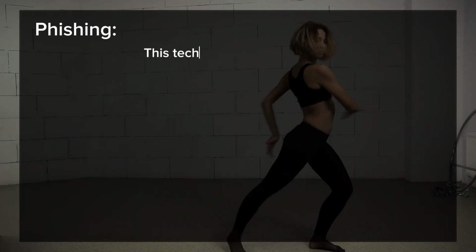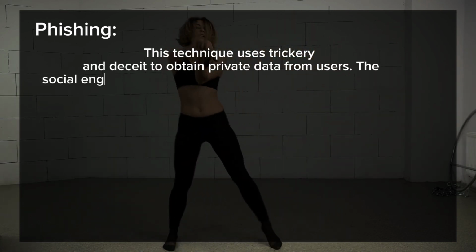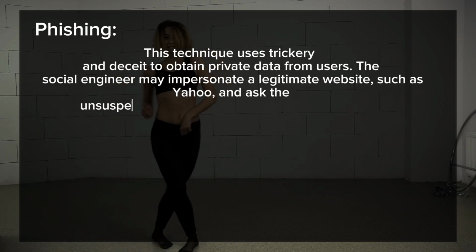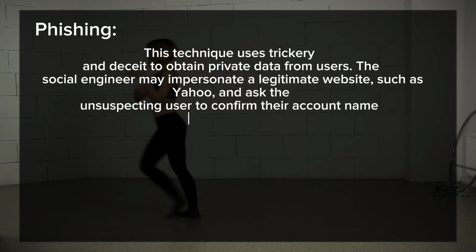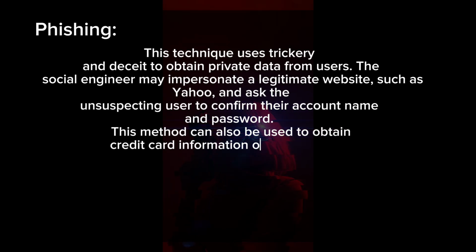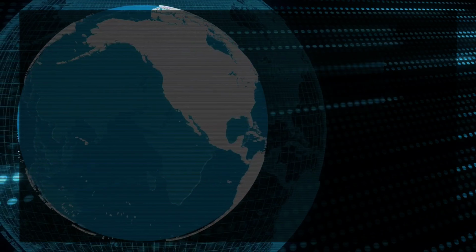Phishing. This technique uses trickery and deceit to obtain private data from users. The social engineer may impersonate a legitimate website, such as Yahoo, and ask the unsuspecting user to confirm their account name and password. This method can also be used to obtain credit card information or other valuable personal data.